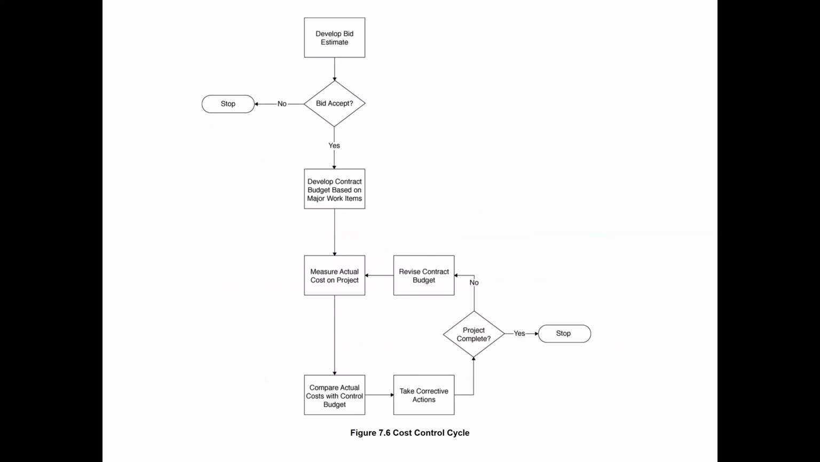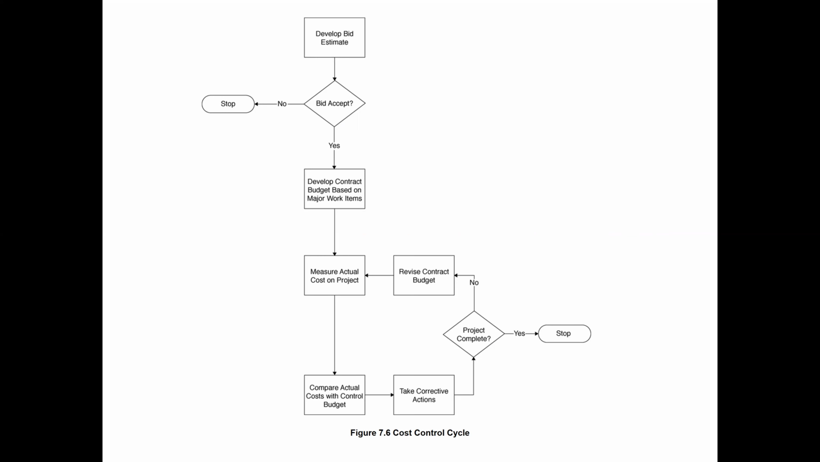Okay, so now the concept of cost control, see, it's develop bid estimate. Okay, so a bid estimate, bid accepted. So if not accepted, then stop. Then we will take out our bid bond and we are free from that one. But if our bid is accepted, it means we will go ahead with the construction of the project. Okay, so develop contract budget based on the major work items. So we will develop the budget according to our bid submission.